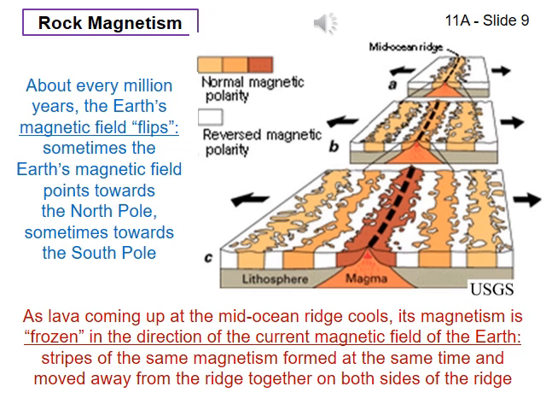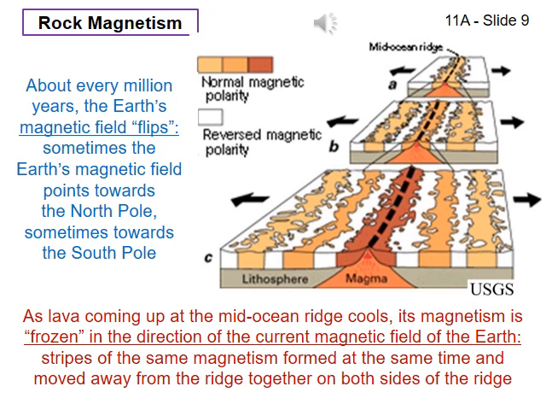In other words, if two stripes are on opposite sides of the ridge but are the same distance from the ridge, then their magnetism points in the same direction and they have about the same width. This suggests that rocks on either side of the ridge formed at the same time, because they were influenced by the same magnetic field, and then moved outward from the ridge together at the same speed.